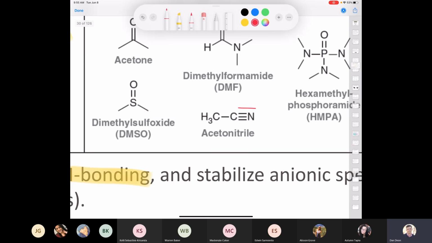But it has a dipole going this way, and there's also a dipole going this way, because an sp hybridized carbon is more electronegative than an sp3 carbon. I know it's not covered in our textbook, but it's true. So it's highly polar, but it's not protic. So those are all those solvents.